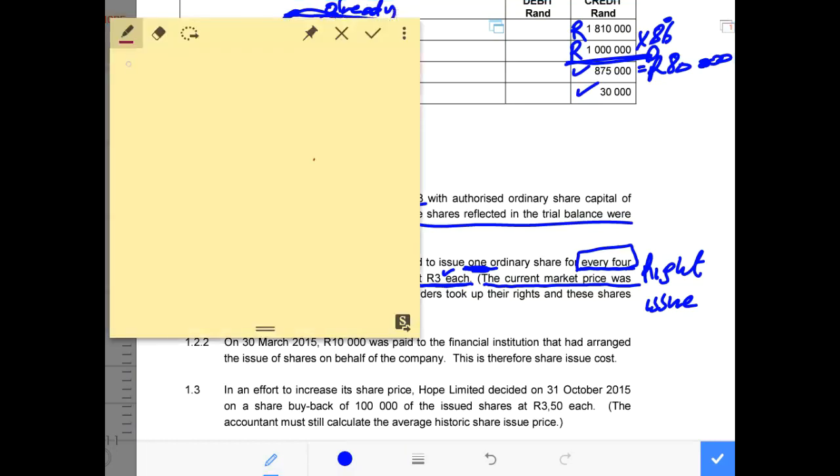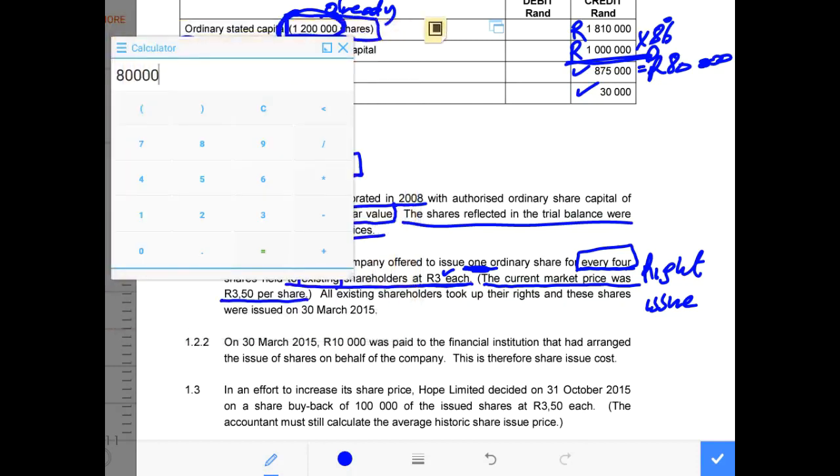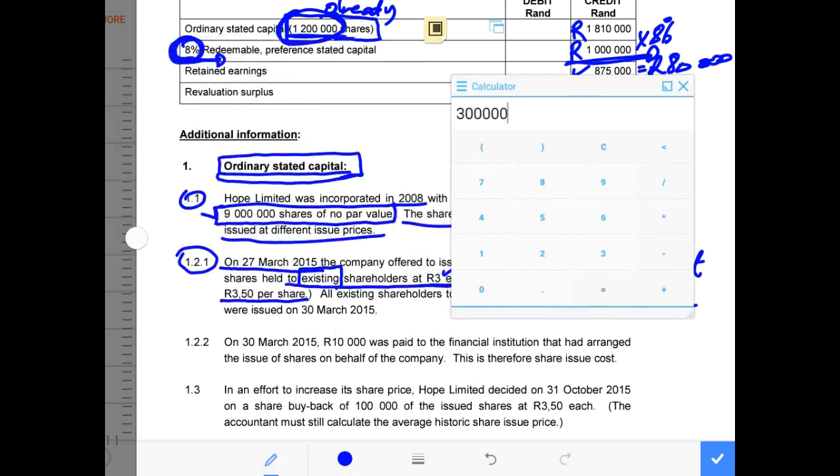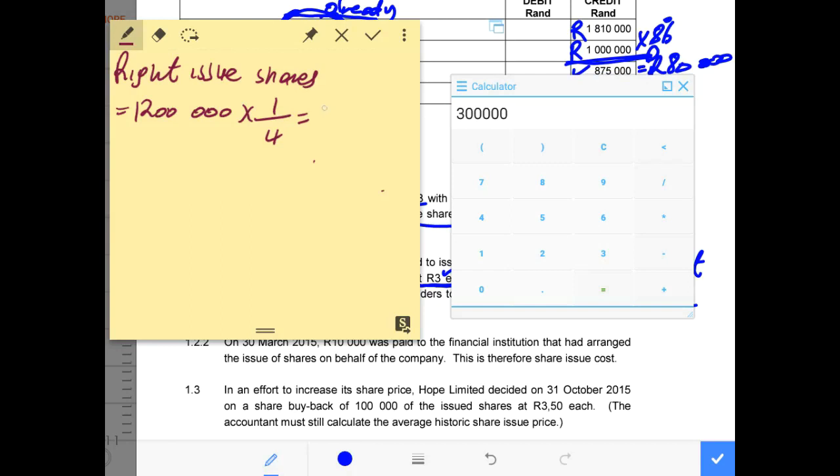So now let me just show you the workings of the right issue. The right issue shares will be the total shares that have been issued, which is 1,200,000 shares, times by 1 divided by 4, and this will give us an amount of 300,000 if I'm not mistaken. That will give us 300,000 shares that will be issued as the right issue shares.